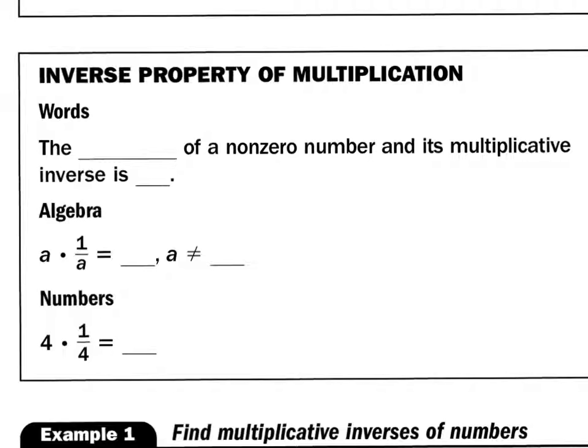We have one new property for today's lesson, and that is the inverse property of multiplication. The product of a non-zero number and its multiplicative inverse is 1. So when you multiply a and 1 over a, you will get 1. A cannot be 0. An example with numbers is 4 times its reciprocal 1 over 4, which will give you 1.